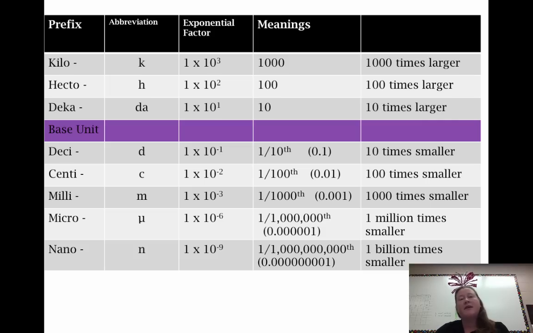So that's my introduction to the metric system, and we will continue to work through it rather extensively throughout the course of the year.